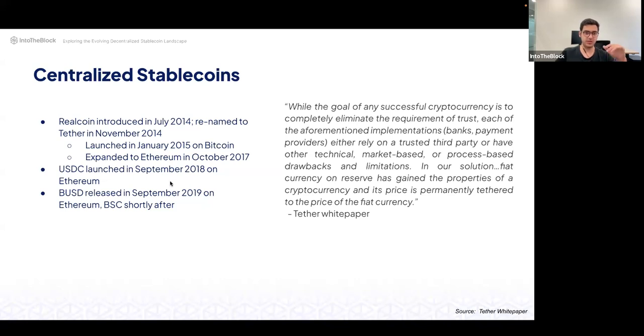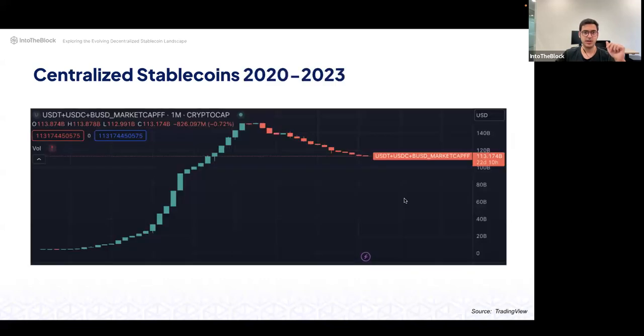So that began in 2015. It got launched initially just on Bitcoin, expanded to Ethereum in 2017, and a lot more blockchains since then. Then in 2018, USDC got launched on Ethereum, also expanded to many more blockchains over the past few years. And BUSD in September 2019, initially on Ethereum, and then Binance Smart Chain shortly after. So those are the three main centralized stablecoins. There's a few others that have gotten some traction. And in the 2020 to 2021 bull market, they absolutely kicked off.